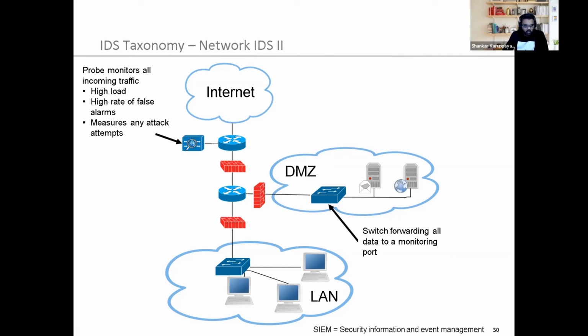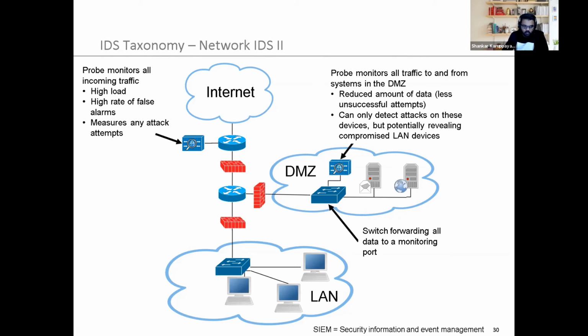You can also deploy it at your border gateway router itself, or sorry, your gateway router. When you deploy it there, it will probe all incoming traffic. Here you will have high load and a high rate of false alarms, but you are able to measure any type of attack attempts from the outside.